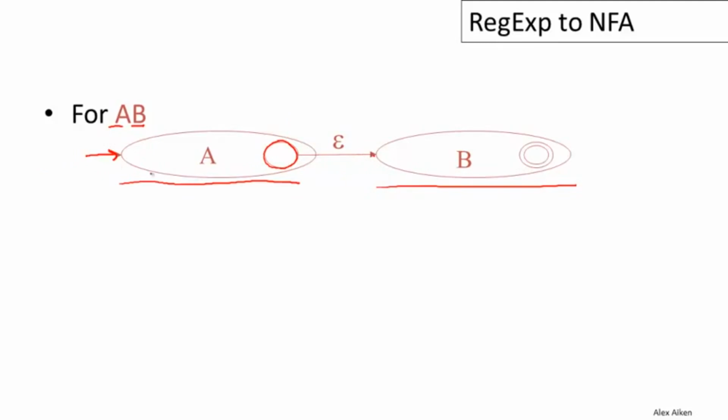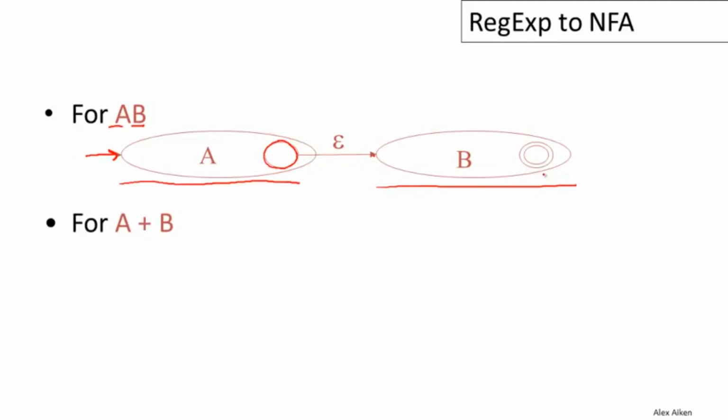What that says is that first we recognize some portion of the input that belongs to the language of A, and when we get to what would have been the final state of A, we can jump to the start state of B without consuming any input, and then try to read the rest of the string as a string in the language of B.